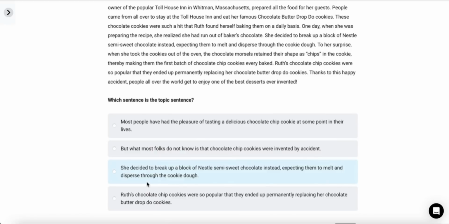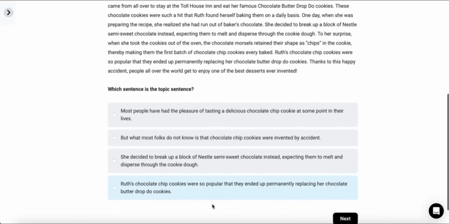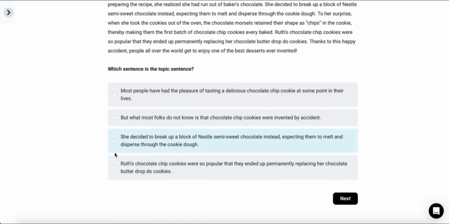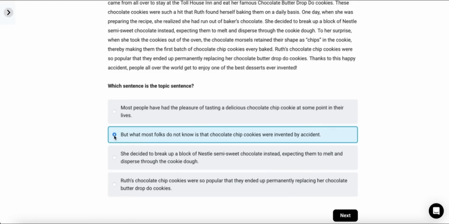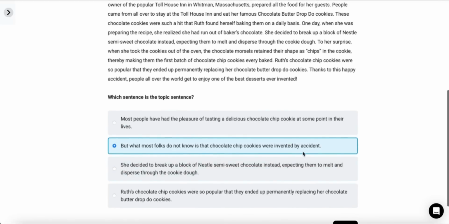She decided to break up a block of Nestle's semi-sweet chocolate instead, expecting them to melt and disperse throughout the cookie dough. This is a specific story detail. This doesn't sound like a topic sentence. This supports an idea. Ruth's chocolate chip cookies were so popular that they ended up permanently replacing her chocolate butter drop do cookies. This is not the correct answer. This is a result of the accident of creating the chocolate chip cookies. The point of this passage is that the chocolate chip cookies were created by accident. This is the correct answer here.